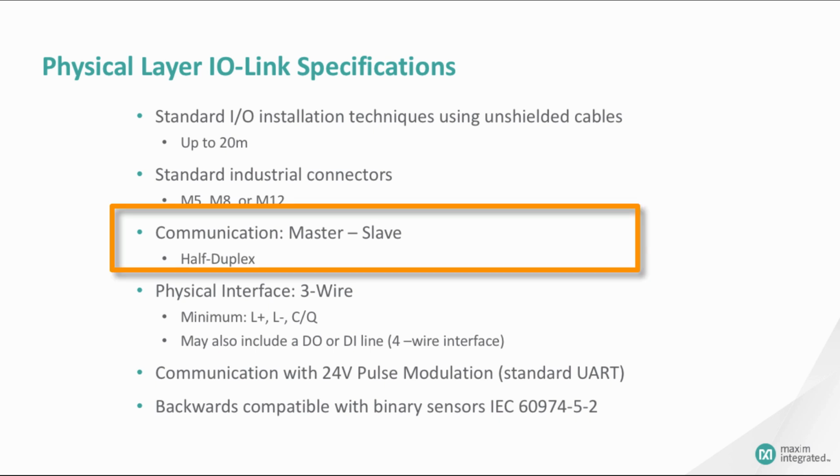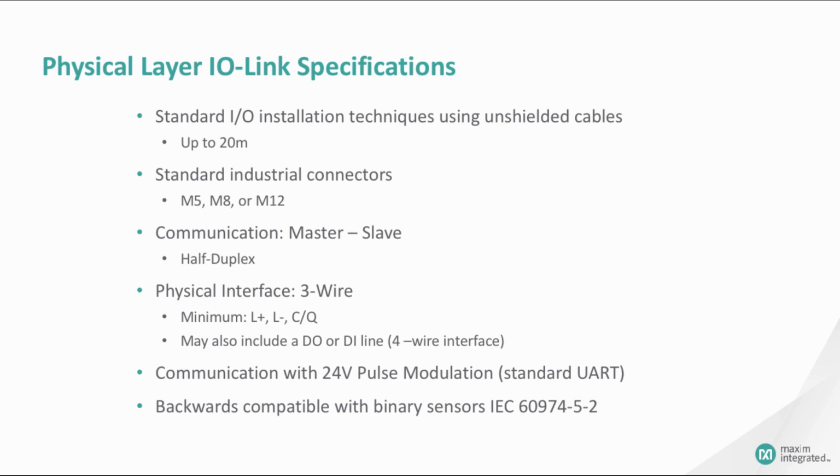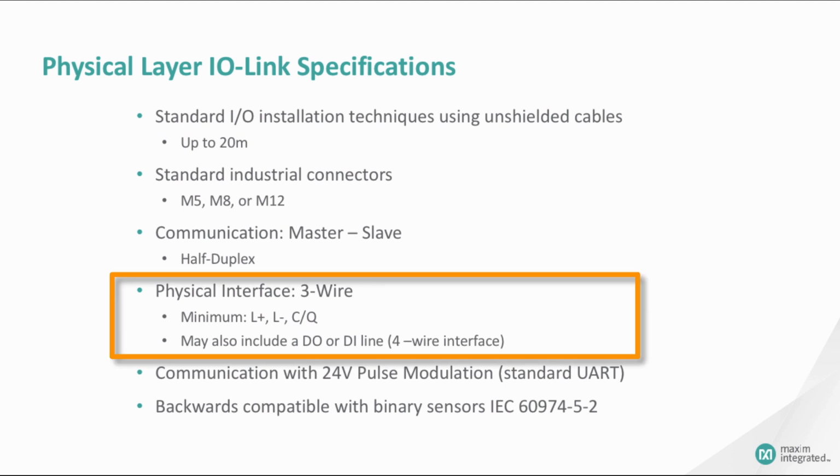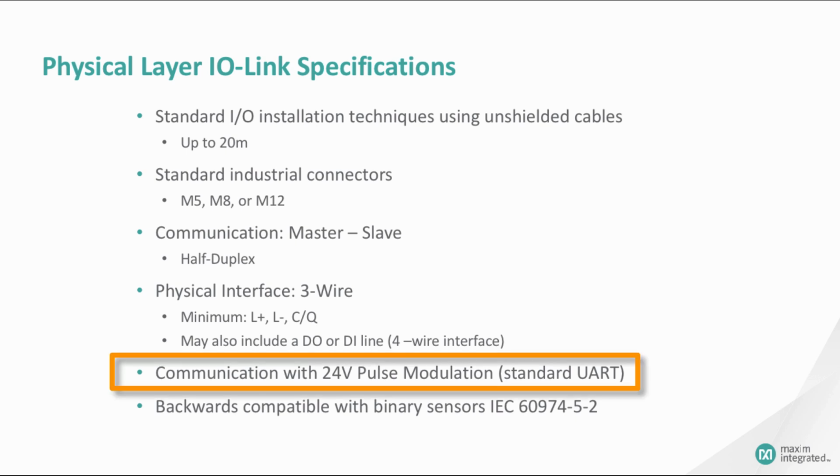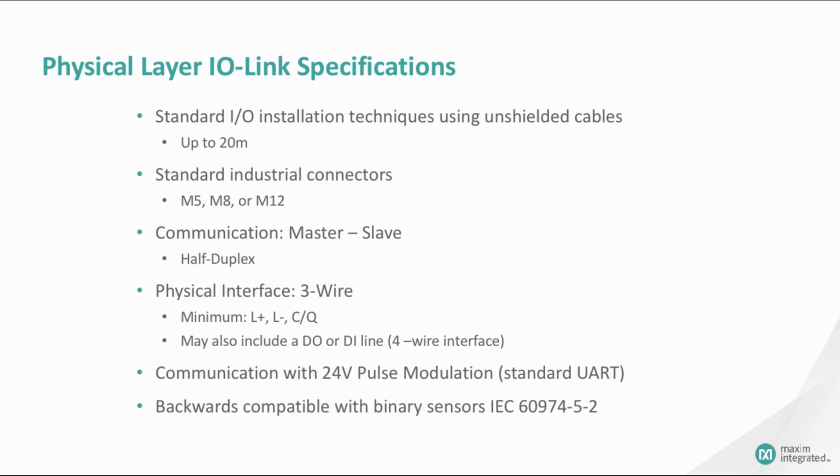IO-Link communication is between one master and one device, a sensor or actuator. Communication is binary and half-duplex. Communication requires a three-wire interface: supply, data, and ground. The supply range in an IO-Link system is 20 to 30 volts for the master, 18 to 30 volts for the device, the sensor or actuator. Communication is with a 24-volt pulse modulation.